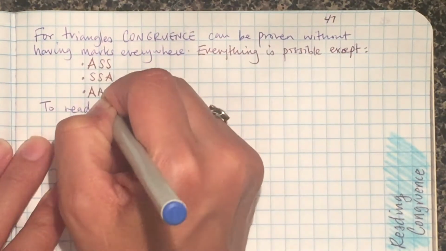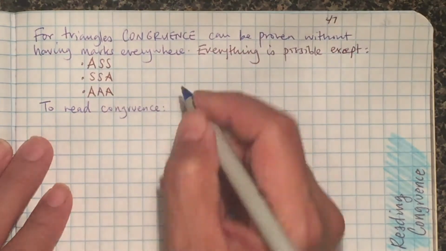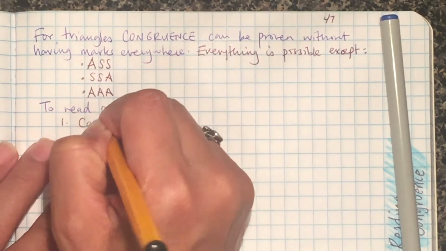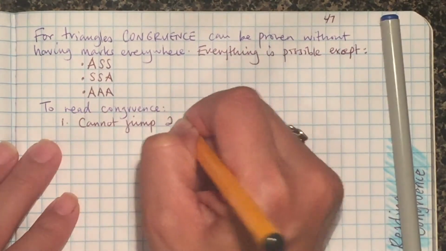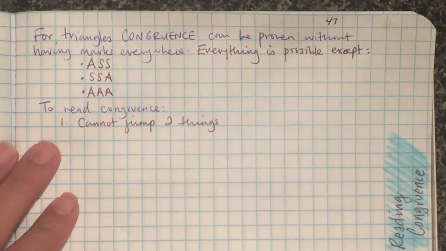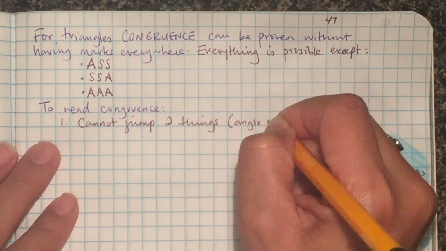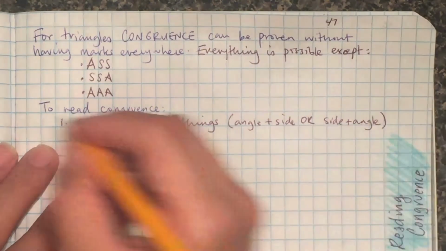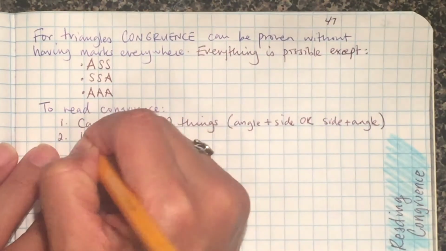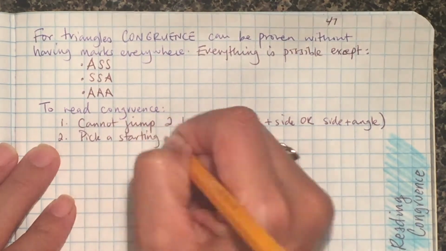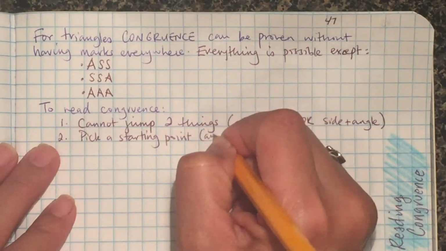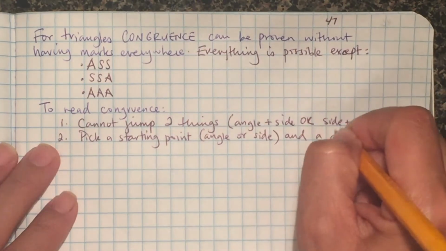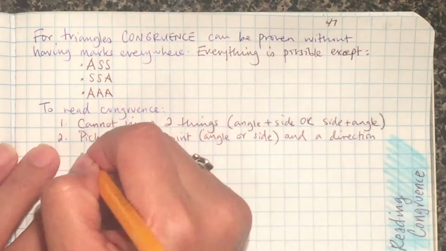Alright, so to read congruence, these are the steps that you need. Number one, you cannot jump two things. It always goes like angle, side, then an angle, or side, angle, then a side. It always alternates between angles and sides, but you can't jump two things. Number two, pick a starting point, an angle or a side, and a direction, and try until you find it. Your biggest thing is you're just not trying. So just pick something and try until you find it.